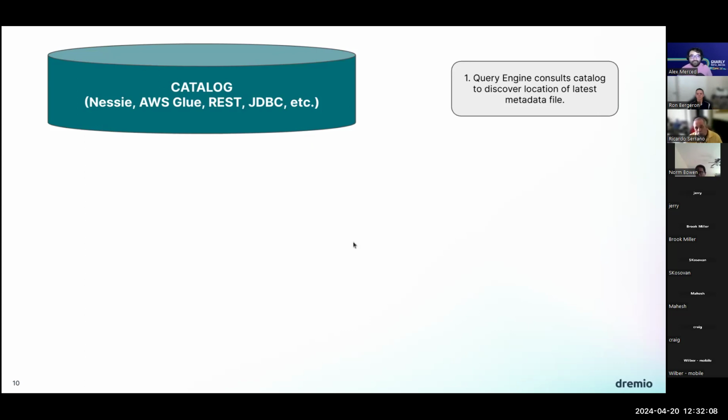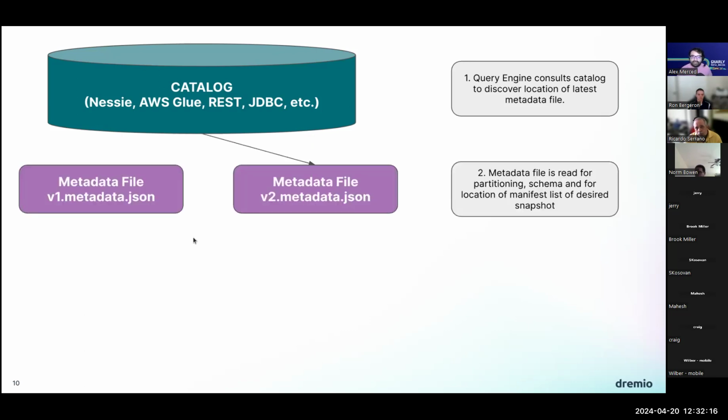So if I'm Dremio, I would consult one of these catalogs. I'd say, hey, I'm looking for table A. And that catalog would say, the metadata for table A is located at this address. So it's in v2.metadata.json. Essentially, there are these files called metadata.json that have the definition of the table. They carry the schema, how the table is partitioned, the list of snapshots for the table, all that kind of data is here.